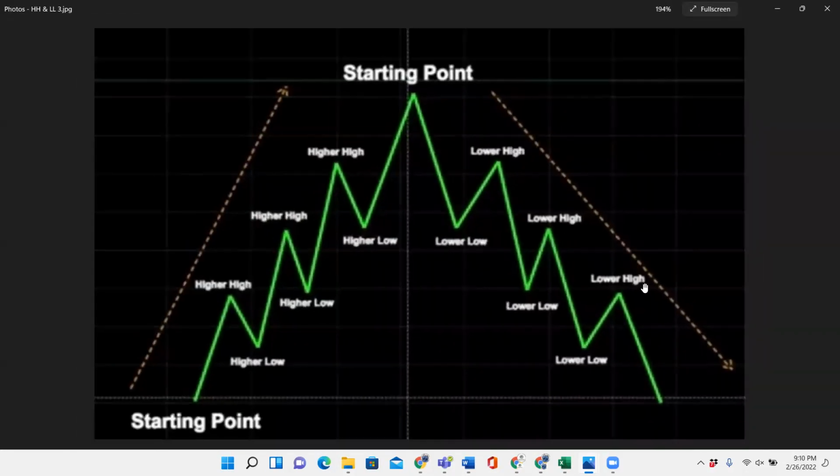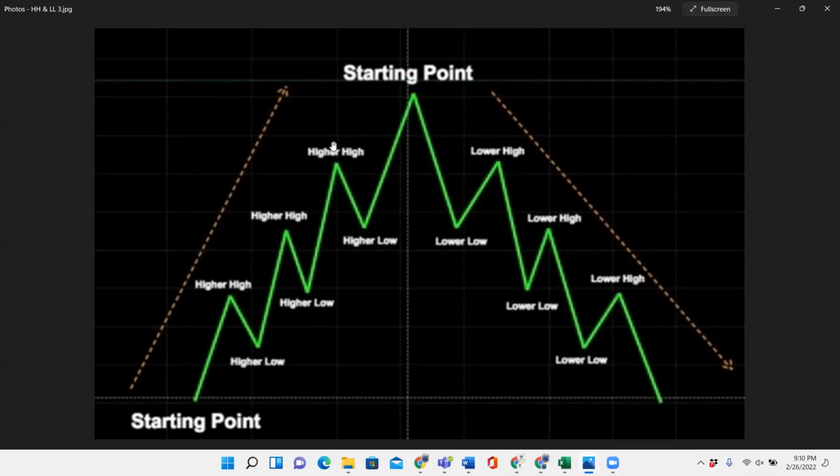So let's take another look at this now, okay? Starting point, higher high, kind of understand where we're going with this. Higher low, higher high, higher low, higher high, higher low. This is the highest point that we have here. And now we start to reverse with our lower low, lower high, lower low, lower high, lower low, lower high. And then we get to our lowest point here.